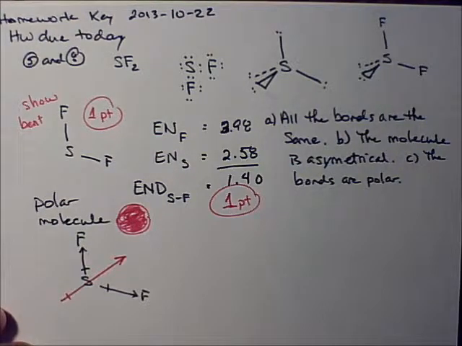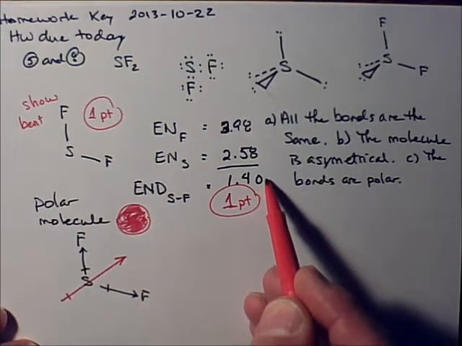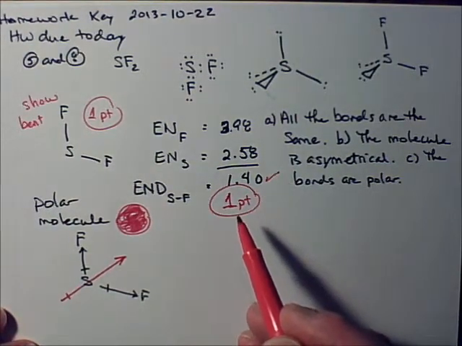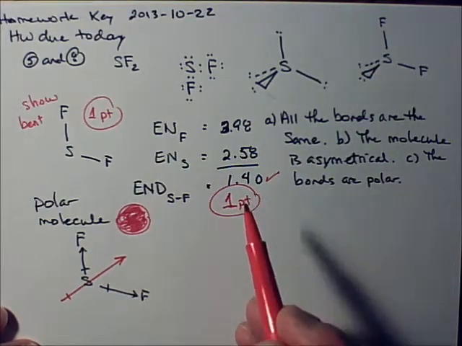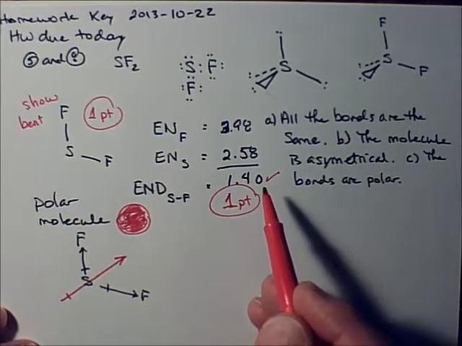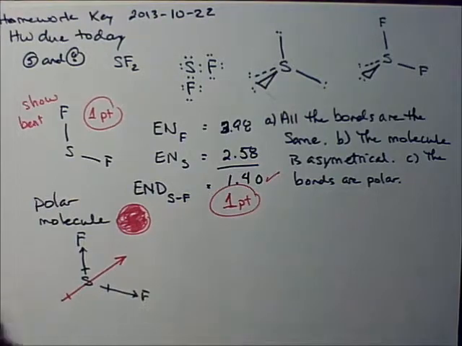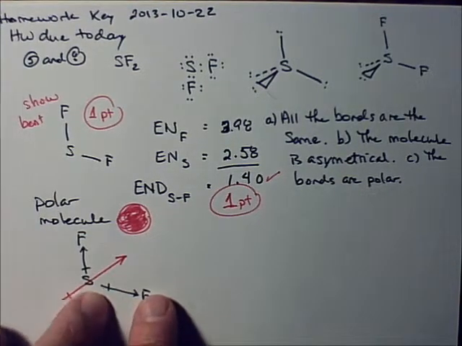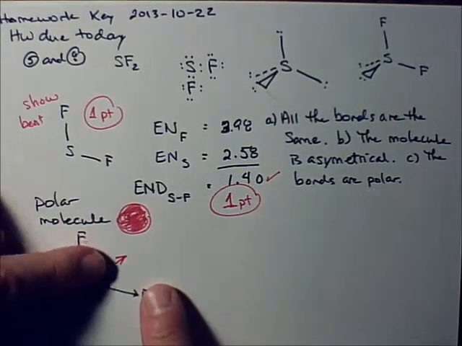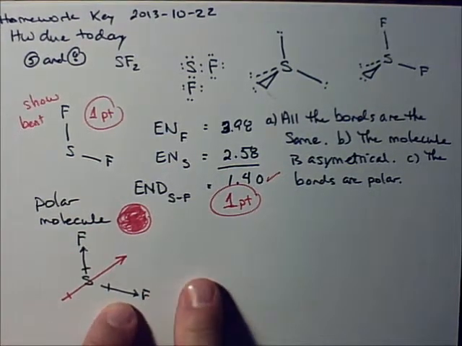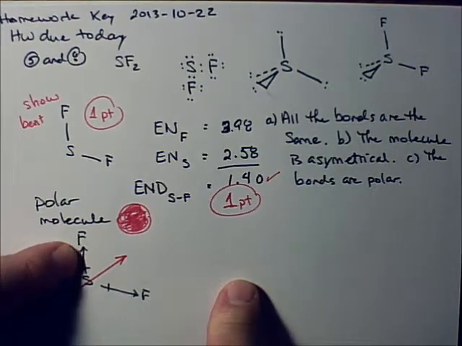Do you mind explaining that one more time? About why this is going like this? Yes, why the arrows are going the way that they are. Well, first of all, we have an electronegativity greater than 0.5. If the electronegativity difference is greater than 0.5, then we have polar bonds. This arrow with a plus sign on one end shows a polar bond. Not the whole molecule, just the bond. Just this part down here shows the bond.